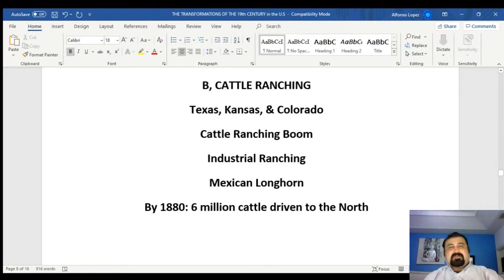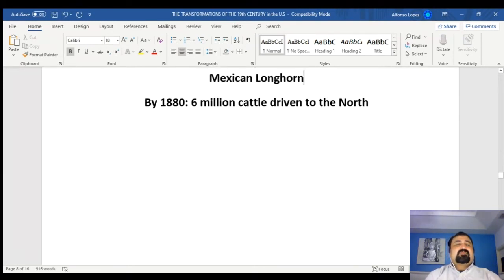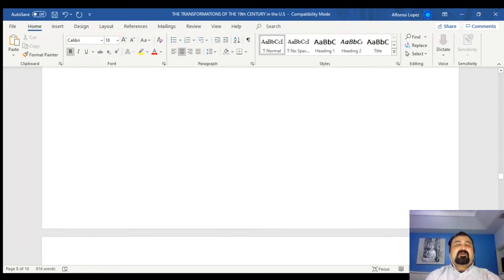And again, this gave rise to the modern industrial ranch that was larger in size. When we talk about, for example, the valley, again, in South Texas, again, there were the largest ranches there, of course, in the Panhandle region of Texas, in places like Dallas, for example, as well, San Antonio, Texas, and so on. Again, there were huge ranches there located that were engaged in the massive production of cattle. And again, by 1880, they had already driven about 6 million cattle up north.